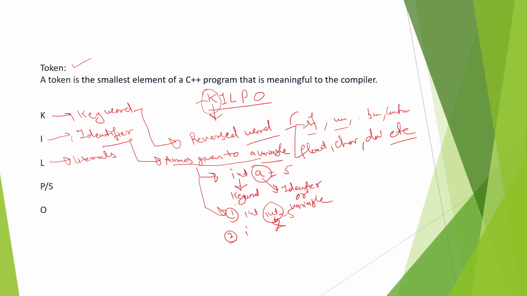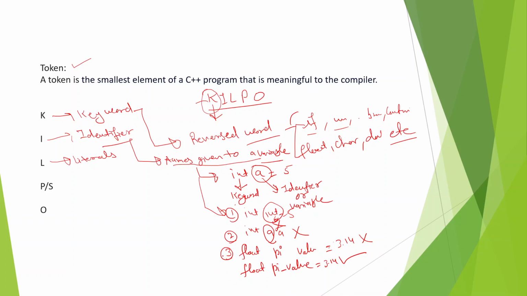Second, if you write int 9a, this is also wrong, because the first character must be an alphabet or underscore. Between the identifier no space is allowed. Third, for example float pi value with a space, 3.14, this is wrong. You must write it like this: float pi_value = 3.14. This is the right way to write.